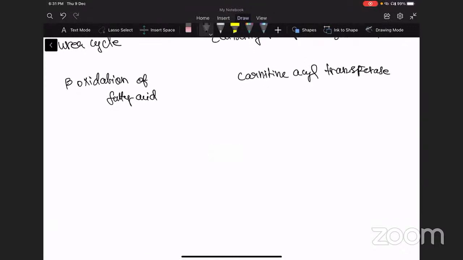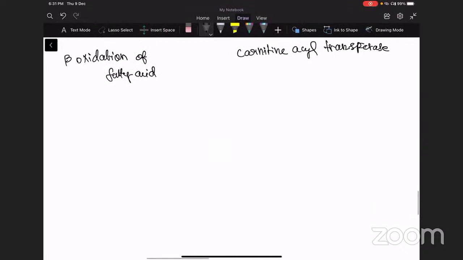Ornithine transcarbamylase. Ketogenesis. Rate limiting step is HMG CoA synthase.